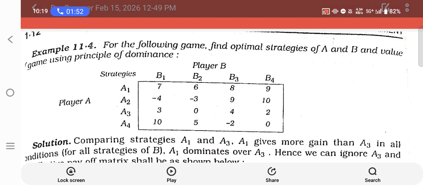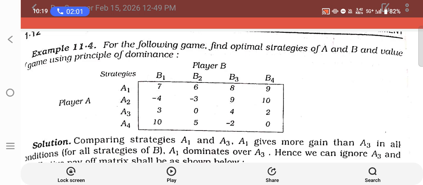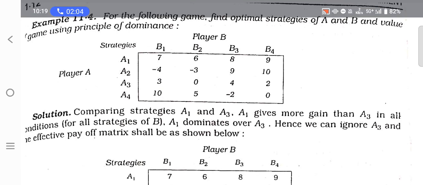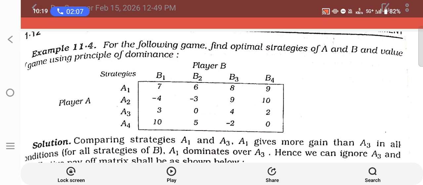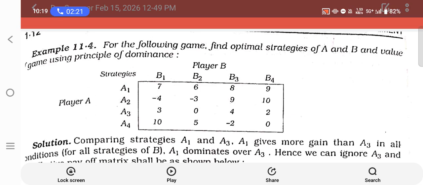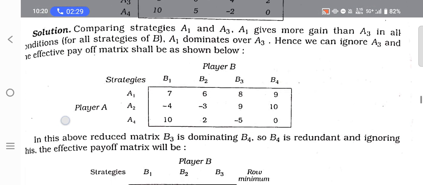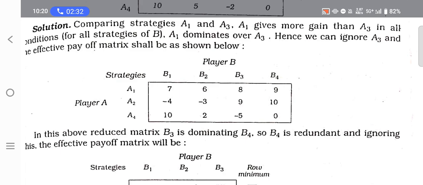For player A, we can see from our pair of matrices that comparing the A1 and A3 strategies, the values of the row A3, that is 3, 0, 4, 2, are comparatively less than the values of the A1 row. So the A1 strategy dominates the A3 strategy for player A, and player A removes the A3 strategy. Now our resulting matrix is here.